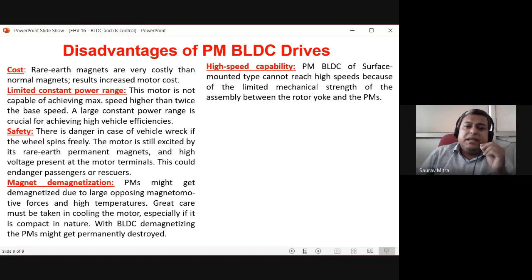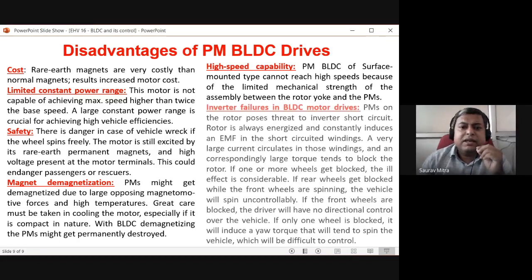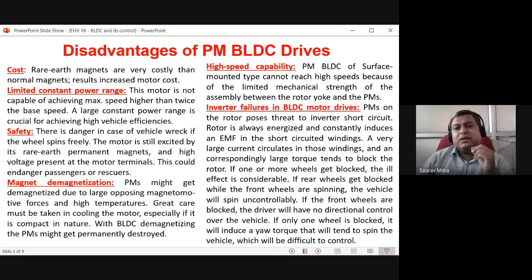High speed capability: PM BLDC of surface mounted type cannot reach high speed because of the limited mechanical strength of the assembly between the rotor yoke and the permanent magnet. And the last thing they're saying is, if the inverter fails, so inverter is the main thing through which the stator currents are controlled, then the motor might get blocked.